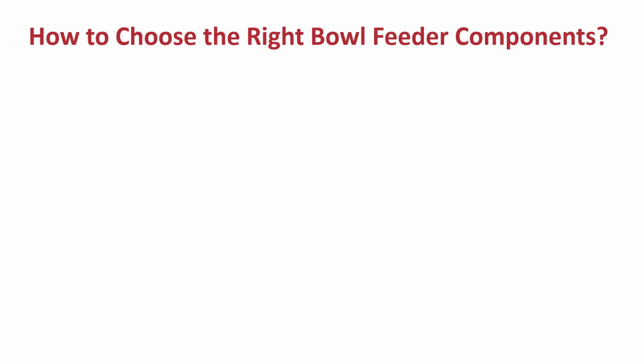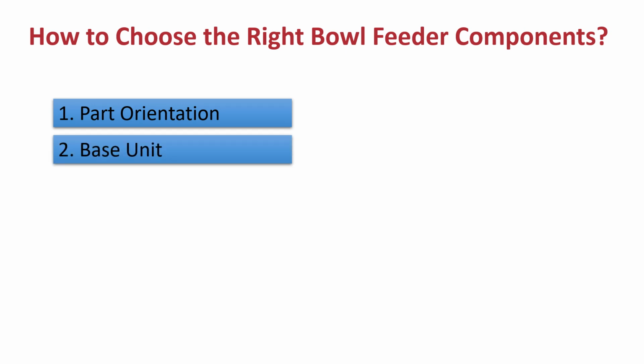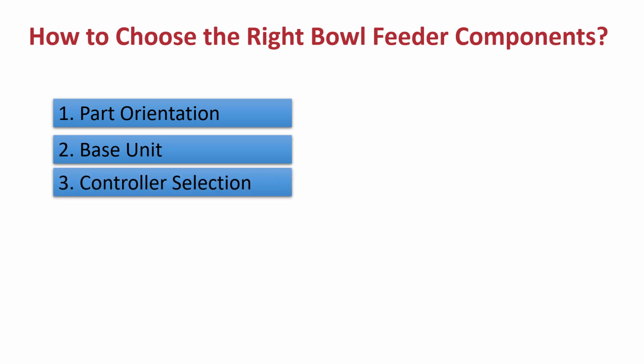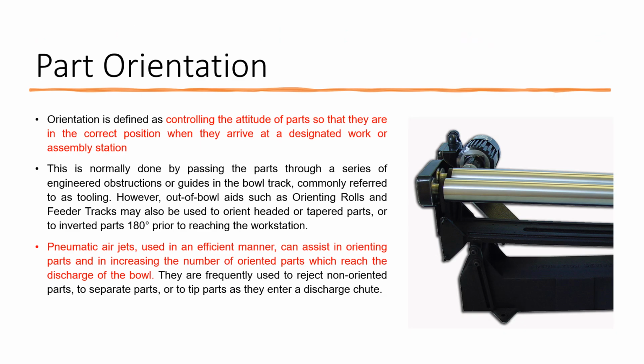So how to choose the right bowl feeder component? This is very important. The first thing is the part orientation, how the part orientation is required. Then the base unit, which is the electromagnetic or pneumatic device on which the vibrator unit is placed, which will create the vibrations. Then the controller, which is important because it will control the voltage and amplitude of the vibration. Then we have the bowl diameter, the bowl capacity, and the part feed rate. So let's check one by one, starting with the part orientation.